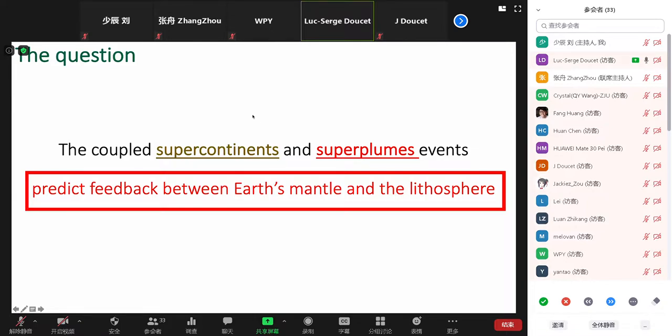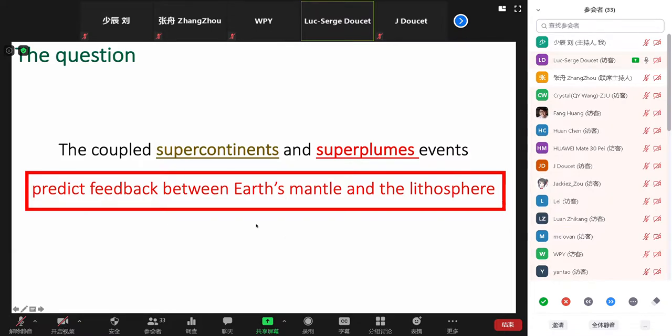So we have a couple supercontinent and superplume events, and now this is what we think. But then what we have now is just the supercontinent and superplume events that predict direct feedback between the Earth's mantle and the lithosphere, the plate tectonics, right? So if it's true, if we have a link between the top of the Earth, so the continent, and the deep mantle, we should see a connection somehow. We should see evidence for interactions.